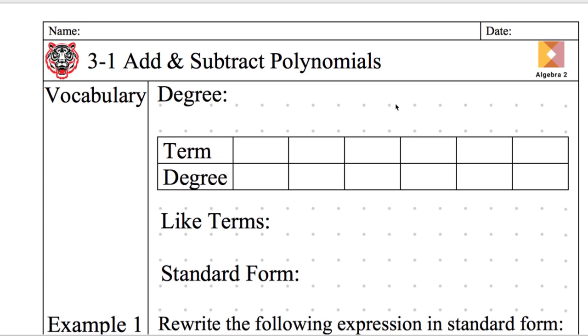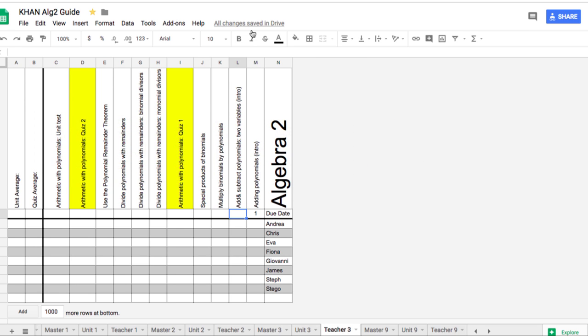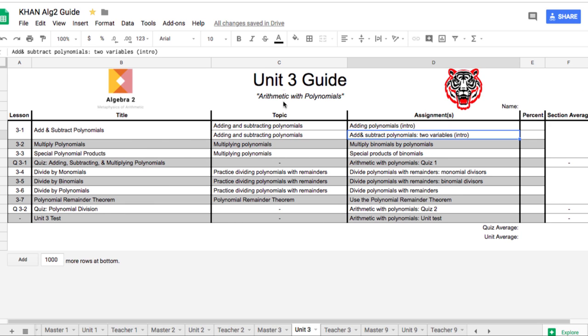This is Algebra 2. We are in our new unit, Unit 3. We are dealing with arithmetic and polynomials. Here is our unit guide. That is actually what it looks like. So arithmetic with polynomials, we have 7 lessons, so it's going to be fast.